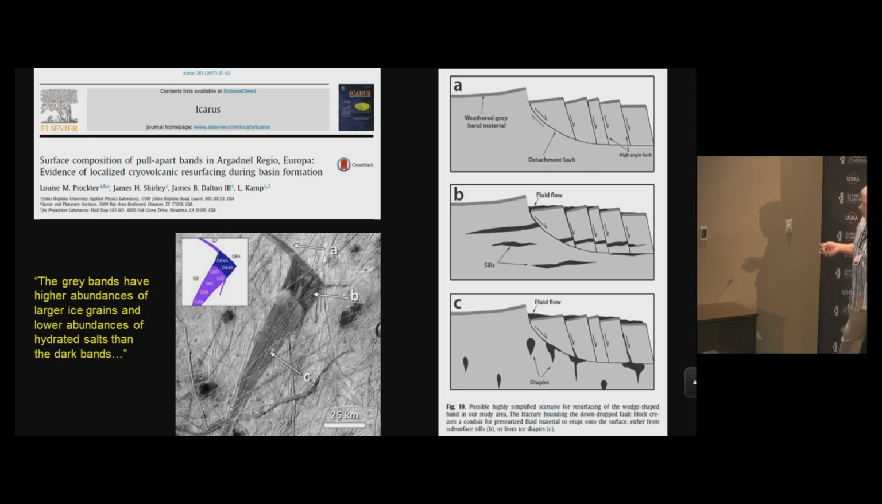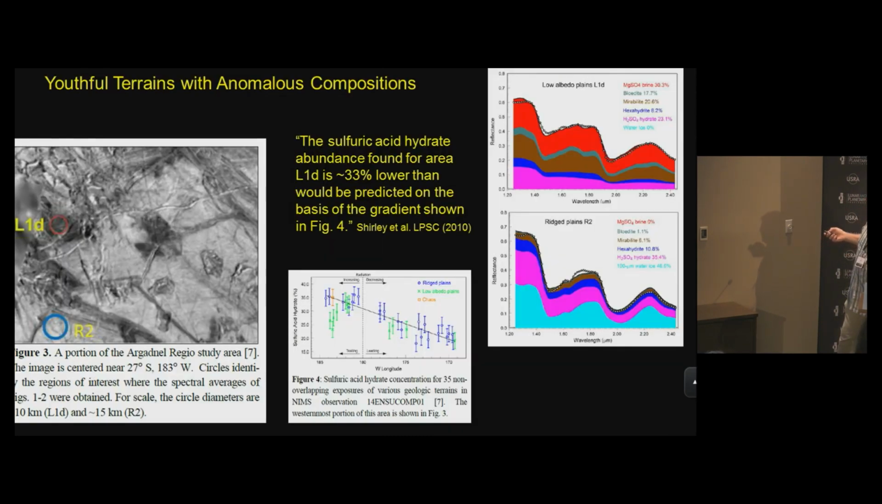And one of the cool things that is not noted here, I'm almost done, I think, is that the composition we obtain from this hypothetically more freshly emplaced non-ice material is very similar, almost identical to that of those low albedo plains, which we're going to get to here. Forgive me if I'm running over, but all right.